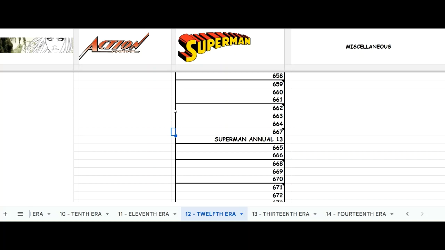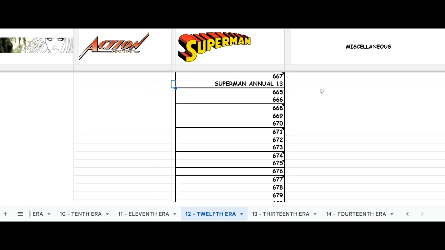We have to skip a few in order for this to make sense, but we'll come back to those in a moment. And then 667 ends by saying it continues in Superman 668, but it does not. It continues in Superman Annual 13. You can see why a reading guide like this one is so important.